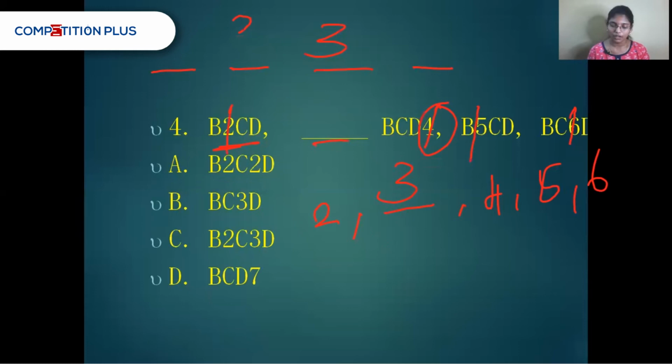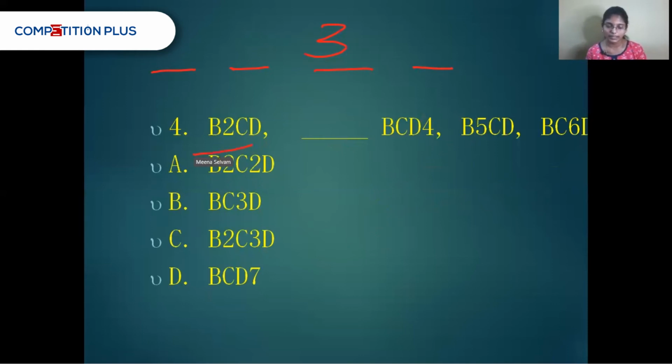Now let us look for the logic of the letters given here, B, C, D. In each term it is B, C, D. Then the remaining you can fill in as such: B, C, 3D. That's all. Option B is the correct answer. Simple questions only.